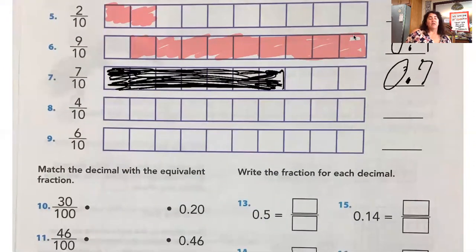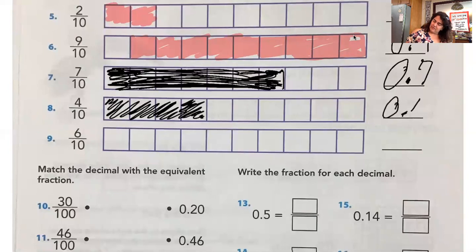4/10. How did you do 4/10? JJ. Color in 4. And then 0.4. Very good. All right, Bradley. 6/10. Color in 6. 1, 2, 3, 4, 5, 6. And how do I show that on our decimal form?